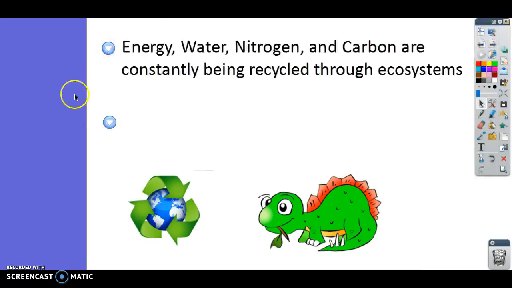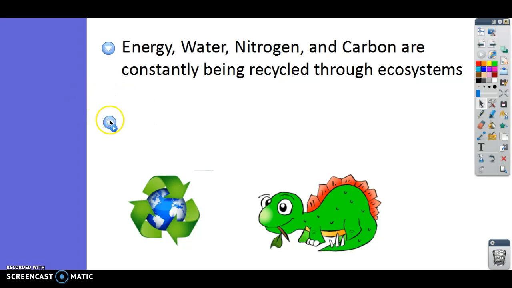So to begin, energy, water, nitrogen, and carbon are constantly being recycled through ecosystems. So we've been talking about food webs and how the energy moves through food webs. Well, water and other elements, nitrogen, carbon, also move through food webs and are being recycled. So we talked about how energy in food webs moves from one organism to another, and eventually, at some point, an organism dies, and their energy goes back into the environment and into the soil. Well, the same thing happens with water, nitrogen, carbon, all of those things.